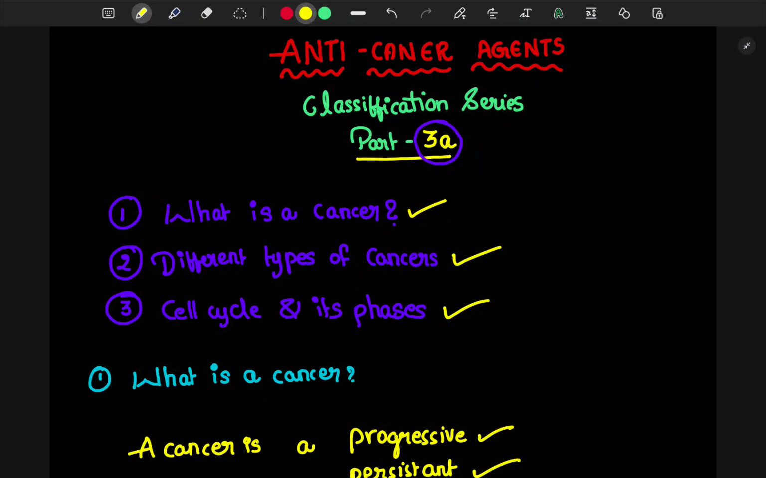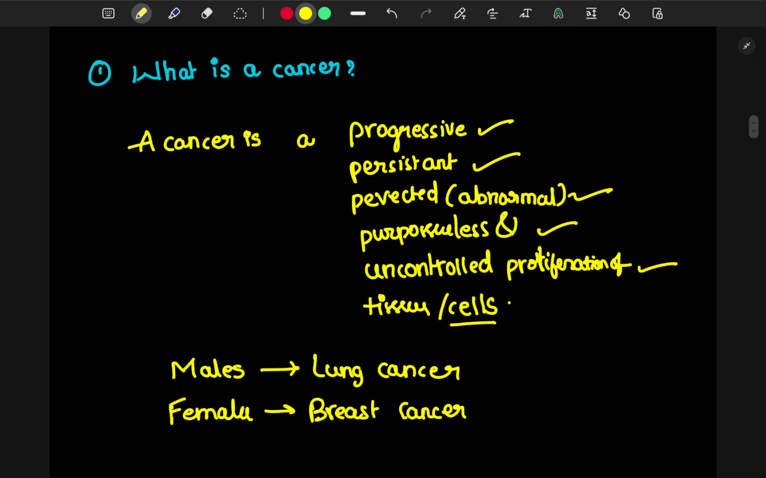Welcome to Curious Pharma. Here in this particular lecture, we are going to cover the anti-cancer agents. Welcome to the classification series part 3A. In this lecture, in brief, we are going to cover what is a cancer, different types of cancers, cell cycle and its phases. First one, what is a cancer?